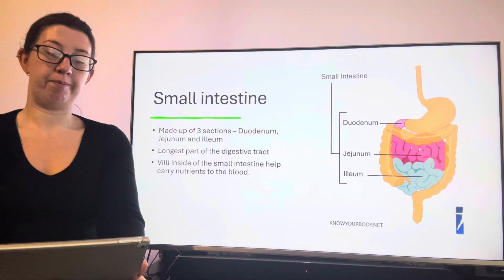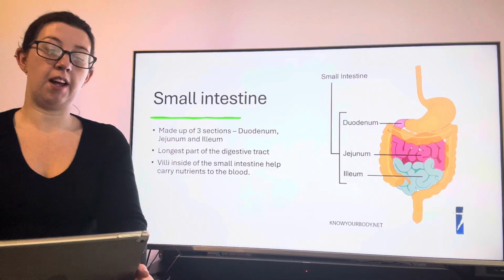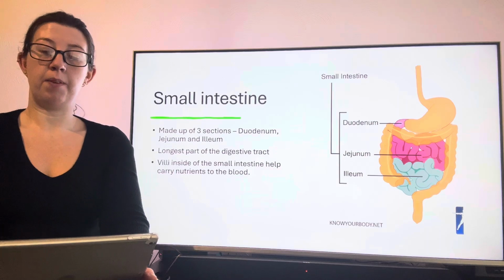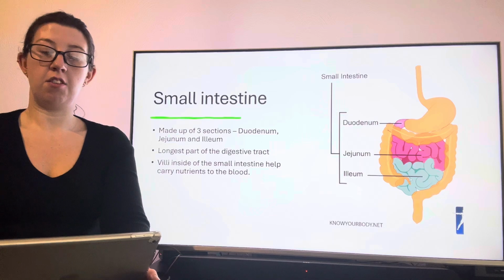Small intestine. It's made up of 3 sections: the duodenum, jejunum, and ileum. It is the longest part of the digestive tract. Carbohydrates, lipids, and proteins digest in this section. The digested nutrients are then absorbed into the blood. Food molecules are small enough to pass into the bloodstream.